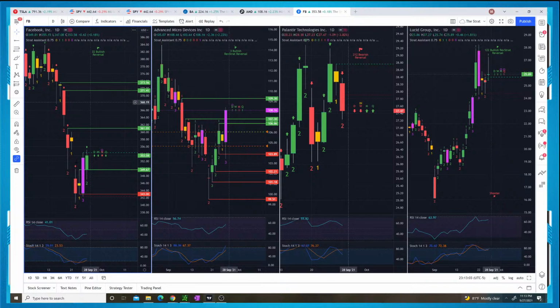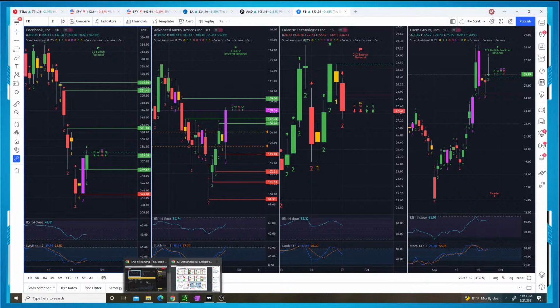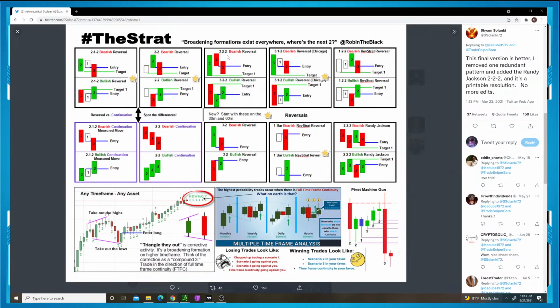So for Facebook, there's a 3-2 right here. We can look for our combinations to see if that's fitting anything. 3-2. There's a 3-2-2 bearish reversal. Sometimes you don't actually have a combination that you can play, but you look for something that has the exact combination and you play it off of that.